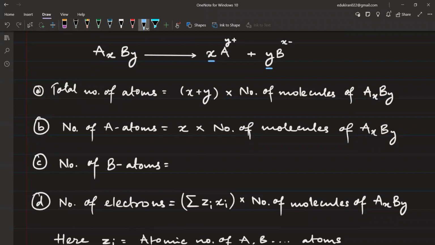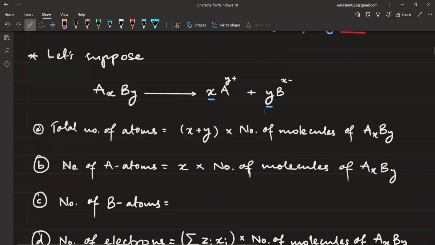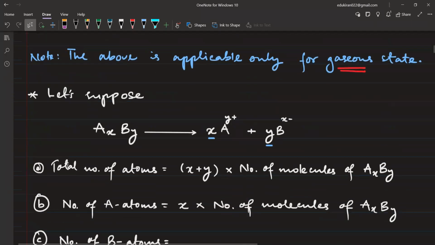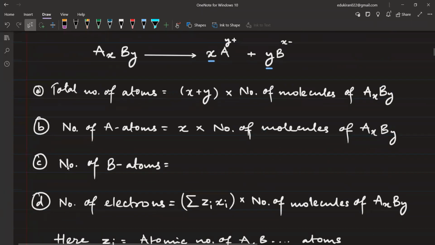If they ask you the total number of atoms in this particular case, they will give you some number of molecules, or they will give you the moles, or they can give you the grams also. If they give you the grams, then you have to calculate the number of moles and then multiply it with 6.022 into 10 power 23 in order to get the number of molecules. The number of molecules you can get by the above formula.